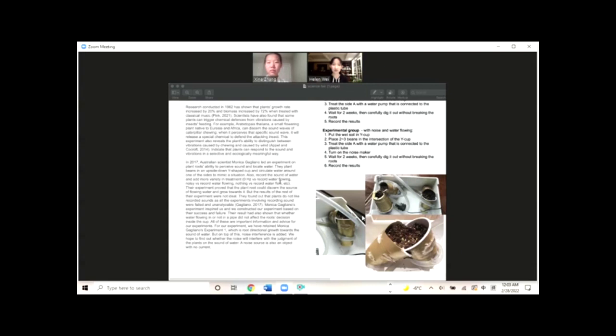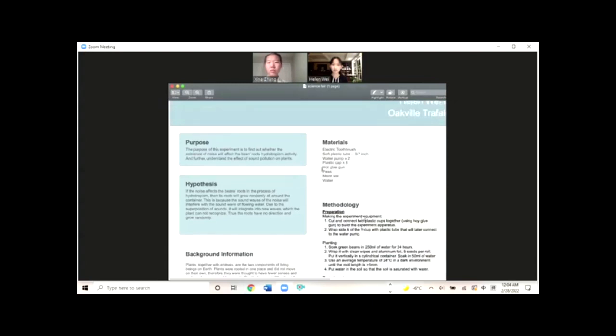Gagliano's experiments largely inspired us, and we constructed our experiment based on their success and failure. We have retained their experiment, and on top of that, we're going to use real water circulation for the whole time, and noise interference is added in our experiment. So the purpose of this experiment is to find out whether the existence of noise will affect the bean root's hydrotropism activity, and further understand the effect of sound pollution on plants.